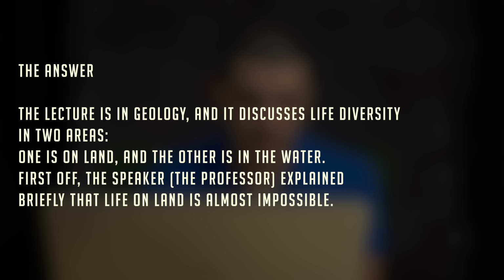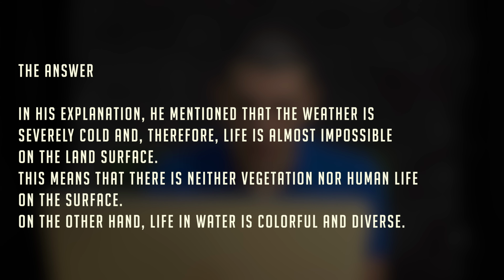The answer. The lecture is in geology and it discusses life diversity in two areas. One is on land and the other is in the water. First off, the speaker or the professor explained briefly that life on land is almost impossible. In his explanation, he mentioned that the weather is severely cold and therefore life is almost impossible on land surface. This means that there is neither vegetation nor human life on the surface.